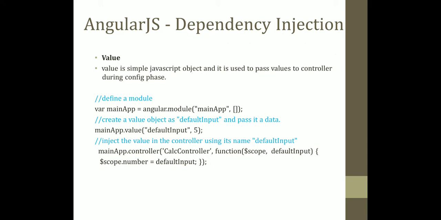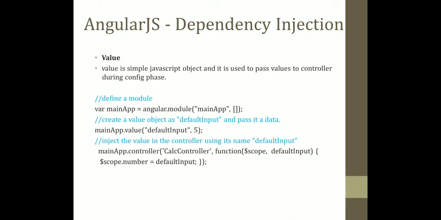First, we'll define a module with a variable mainApp and the angular.module method. We have created the module, defined the module with angular.module like mainApp and then passed an empty array to it. Then we'll create a value object as defaultInput and pass it to data. So how to create it?